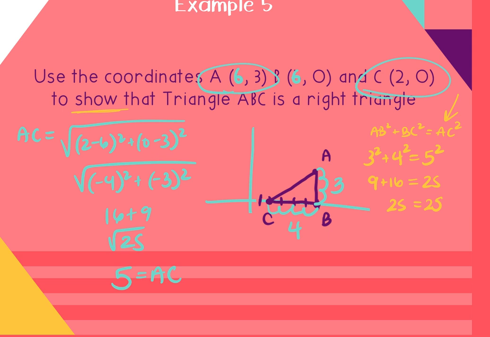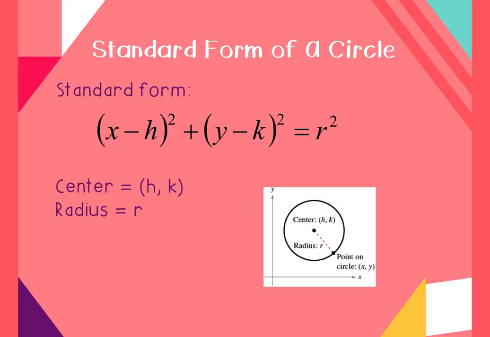Questions so far? Okay. Last thing in this section is circles. This is the standard form of a circle. X minus h squared plus y minus k squared equals r squared. The center is your hk and the radius is your r. So 3 equations or formulas you need to know for this section: midpoint, distance, standard form of a circle.